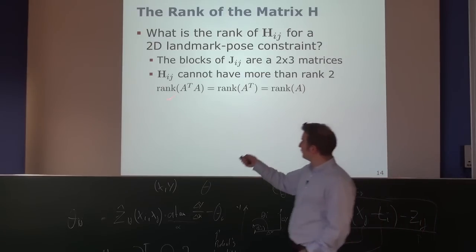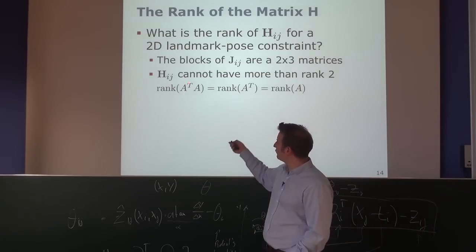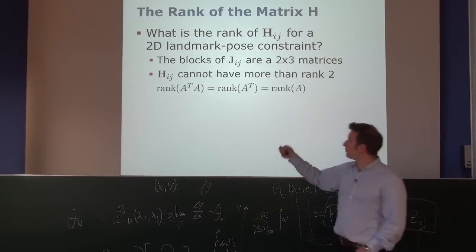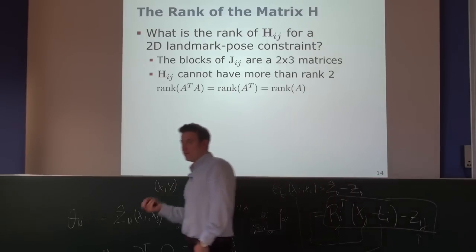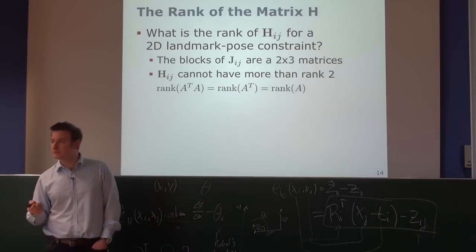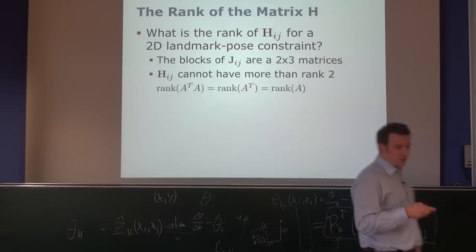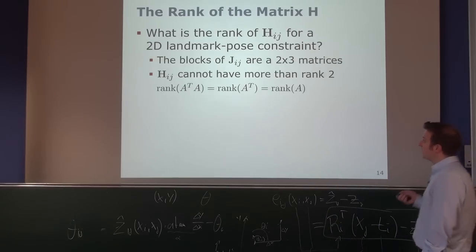This results from the fact that the rank of A transposed A is the same as the rank of A transposed, which is the same as A. So it has the rank of the Jacobian. The Jacobian is a 2x3 matrix, so it can have at maximum rank 2. Okay, so we only have, at maximum, a rank 2.